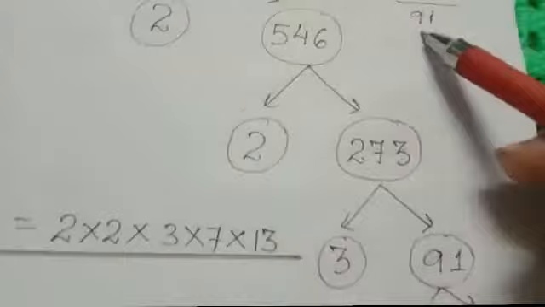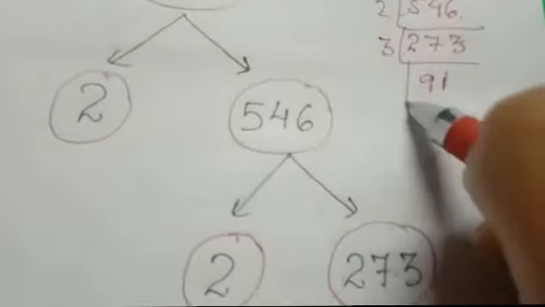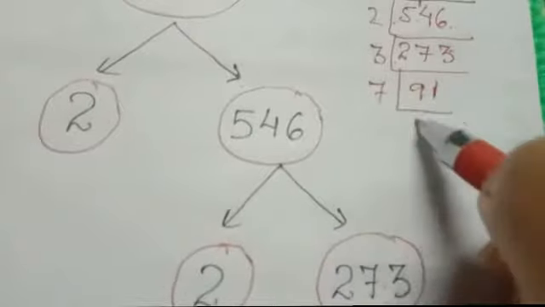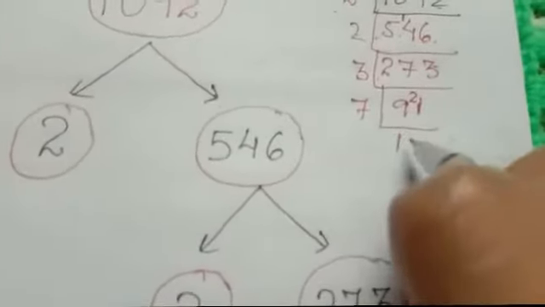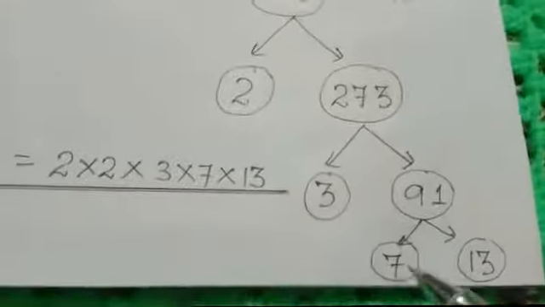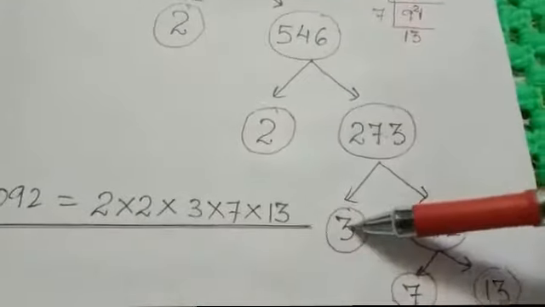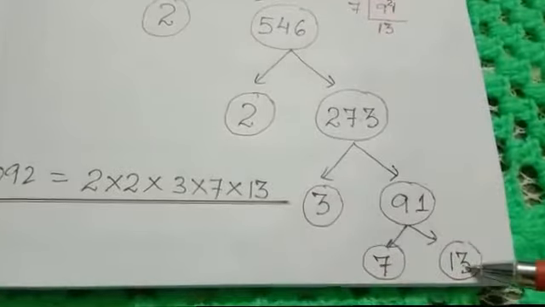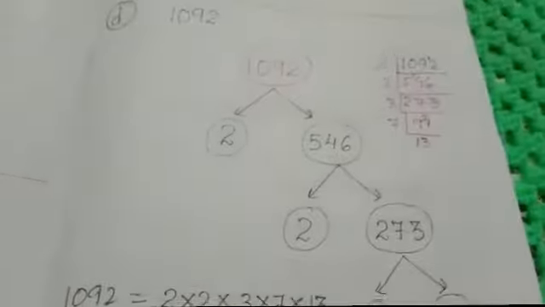Again, this 91 is divisible by 7. So 7 1s are 7, 7 9s are 63. Carry 6, 7 3s are 21. 7 into 13. So your answer will be 1092 is 2 into 2 into 3 into 7 into 13. So this is your answer, and this process is your factor tree method.